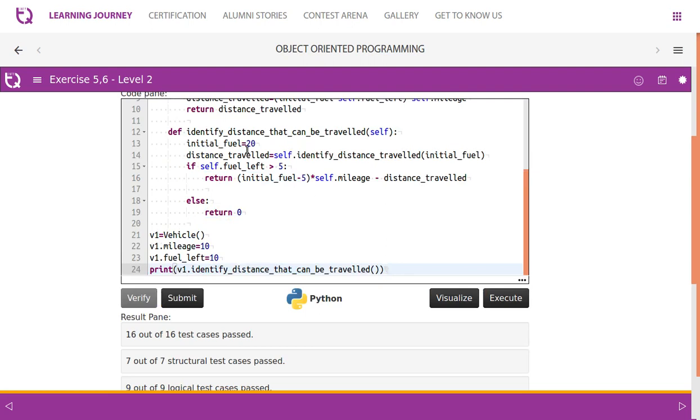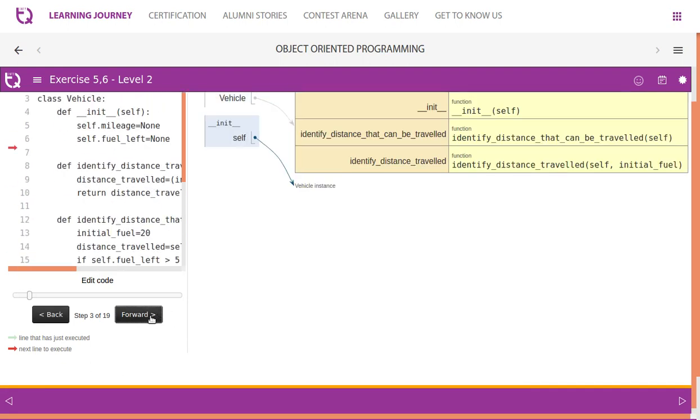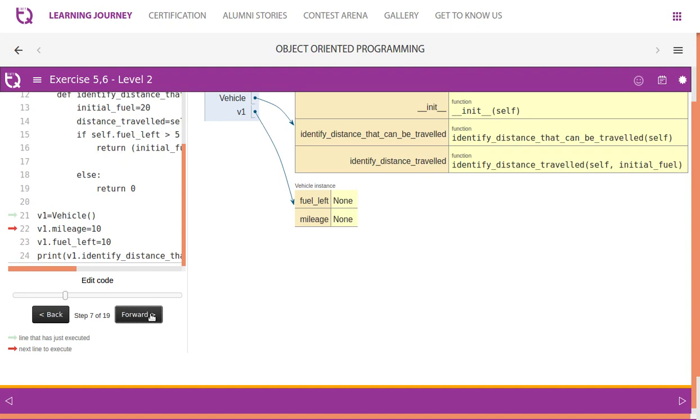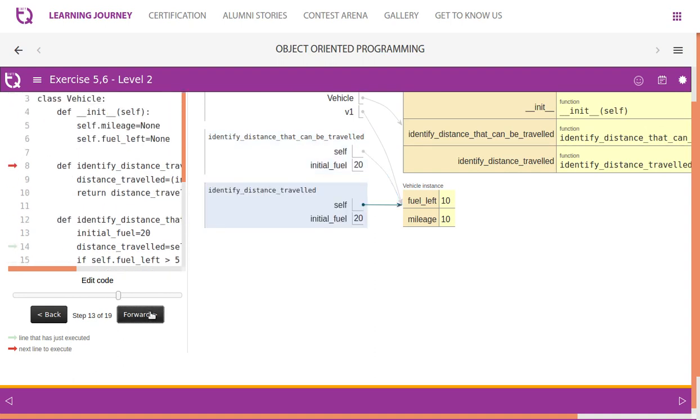So let us take another example. Initial fuel is 20 and fuel left is just 10. So let's see what happens. Goes up. Now we create a set. Mileage is equal to, it is a public data member, so we are not using any getter and setter. Fuel left is also set. So we assume that initial fuel is 20. Now we are trying to calculate the distance traveled.